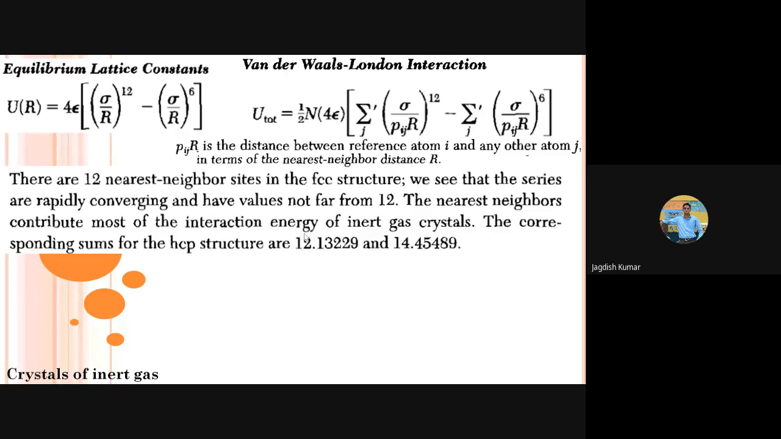For the HCP case, the first term will be converging to something like 12.13229. For FCC, the same number comes out close to this one, 12.13188, because FCC and HCP are an identical kind of stacking. For FCC it is ABC, ABC, ABC type stacking. For HCP it is AB type of stacking.